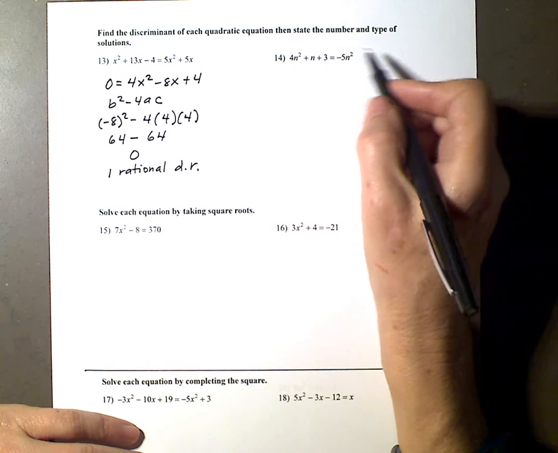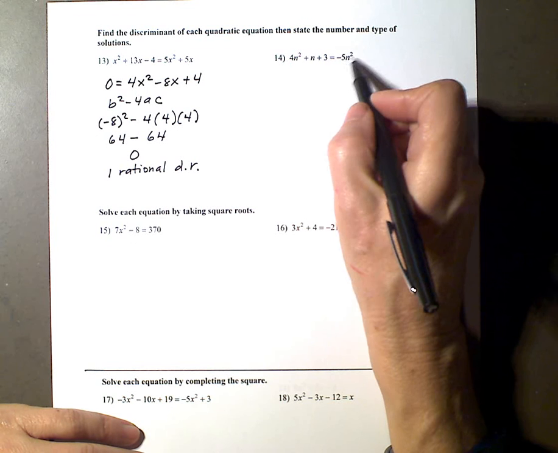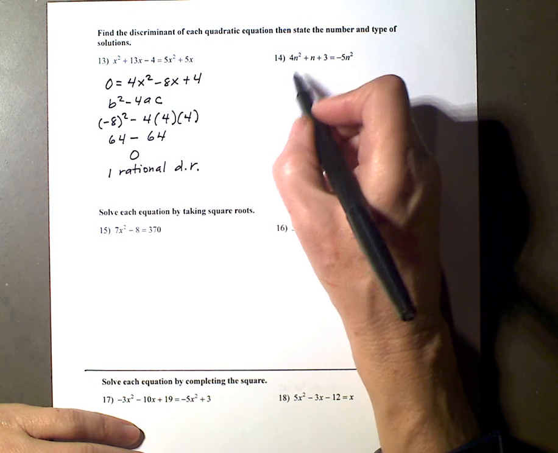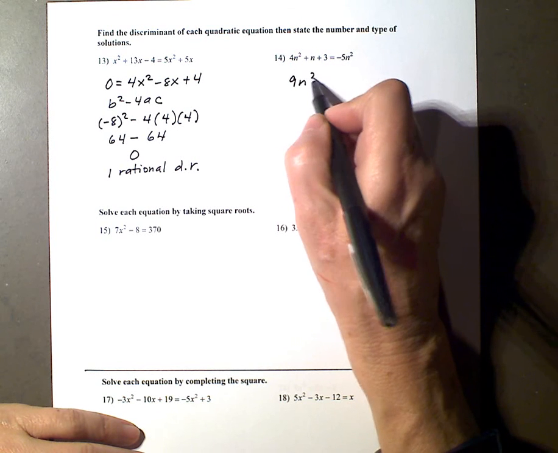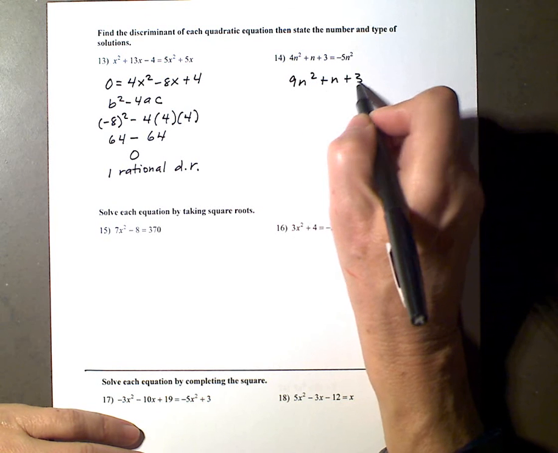Okay, and then in number 14, we'll go through the same process. We're supposed to do the same thing. So I have a negative 5n squared here. I'm going to add 5n squared to both sides. So I'll have 9n squared plus n plus 3 is 0.